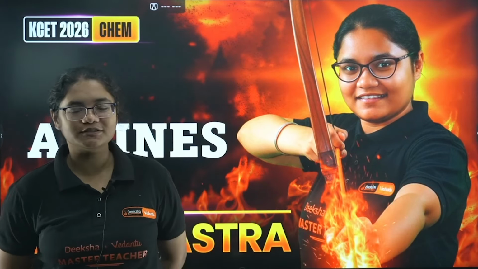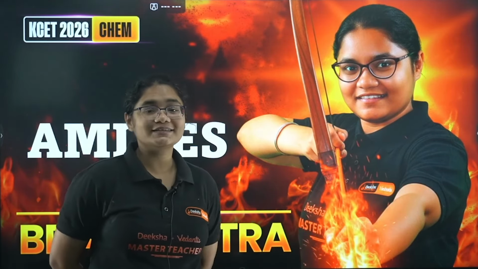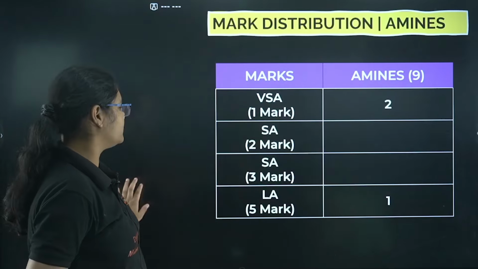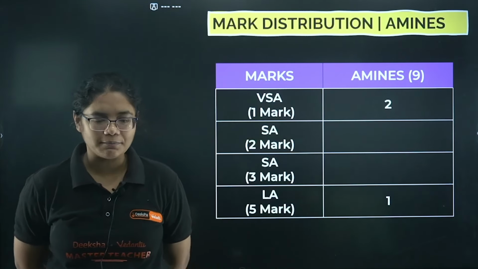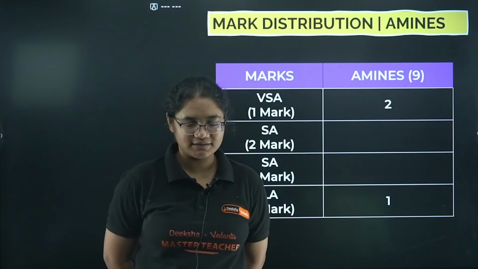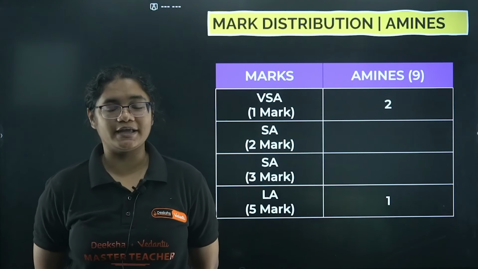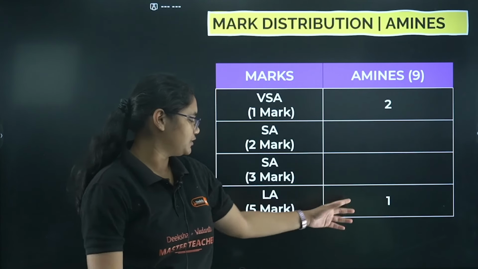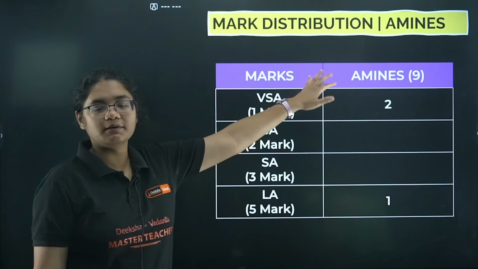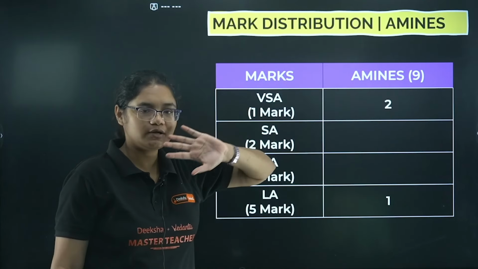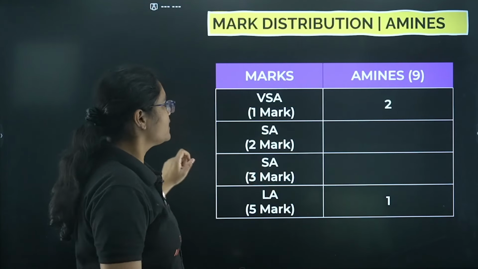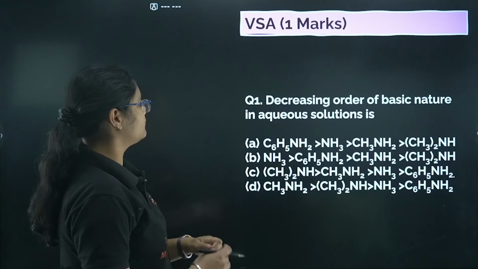Before discussing the questions, let us start with understanding the mark distribution or weightage of this chapter. This chapter carries only 7 marks, distributed like this: 5 marks for one long answer question, and two 1-marker questions. 5 plus 2, 7 marks is done here. Now let's go and see the first question.